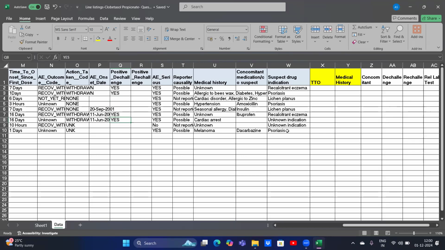Suppose a hypersensitivity reaction happened, the drug was immediately withdrawn, and after withdrawing, one or two days later, or maybe even after withdrawing the drug, the reaction started fading off. So this is a true dechallenge. But if they say that the drug was withdrawn but treatment was given, that is not a true dechallenge. So you cannot consider it a true dechallenge.